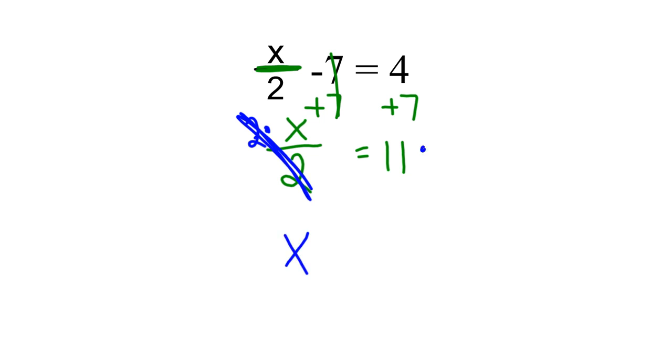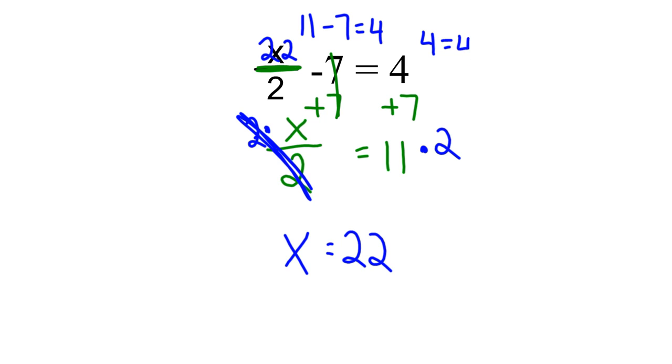Now remember, whatever I did on this left-hand side, I've got to do to the right-hand side. So x is going to be equal to 22. I can plug that back in. I would have 22 over 2 minus 7 equals 4. I will have 11 minus 7 equals 4, which leaves me with 4 equals 4. I've got a true statement.